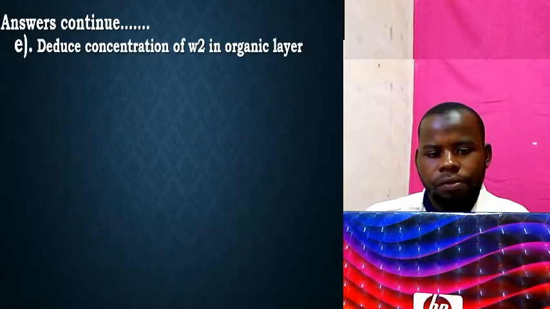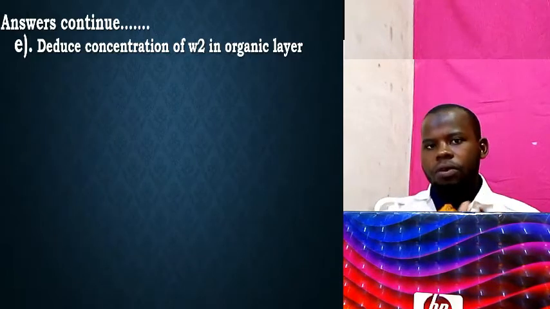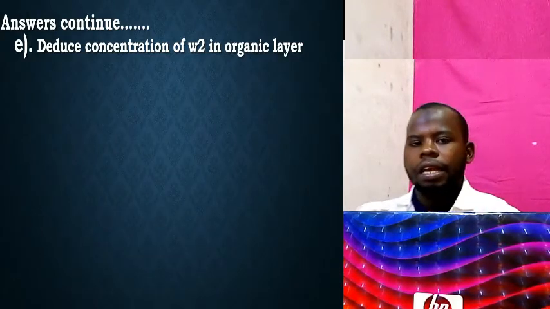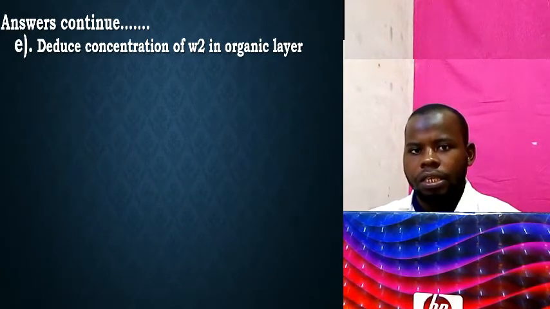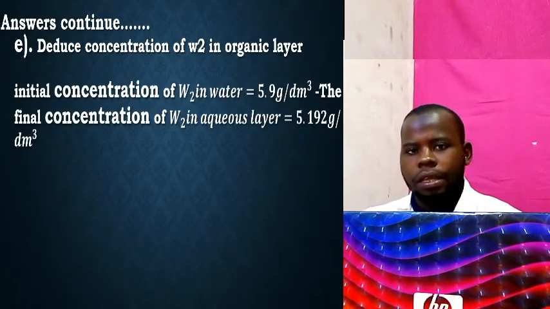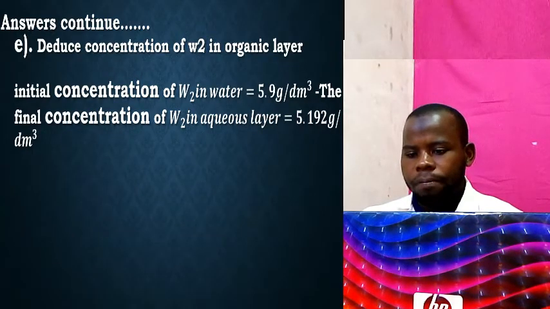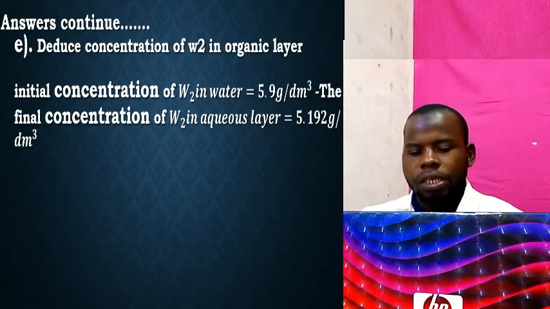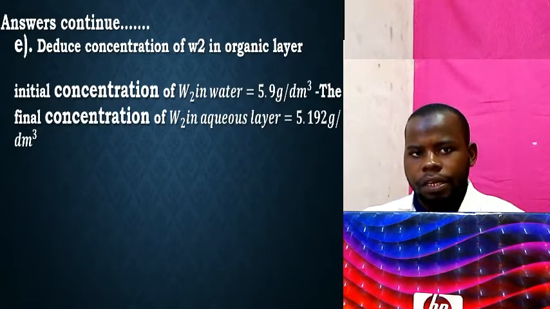Another question: deduce or calculate the concentration of W2 in organic layer. We have it in aqueous, now we are going to find it in the organic. So in order to get the concentration of W2 or succinic acid in the organic layer, we have to make a subtraction of the initial minus the final. Because the initial is highly concentrated and the final is lower, we subtract, and the value would be the concentration of W2 in organic layer. Do you understand? So the formula is like that.